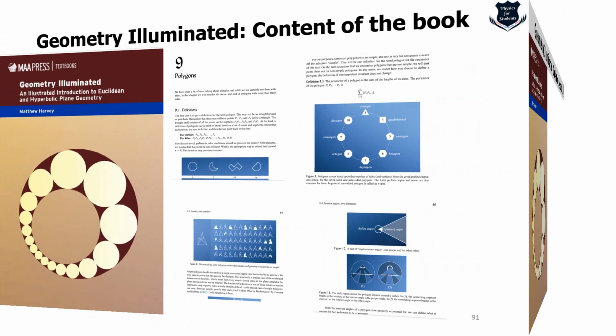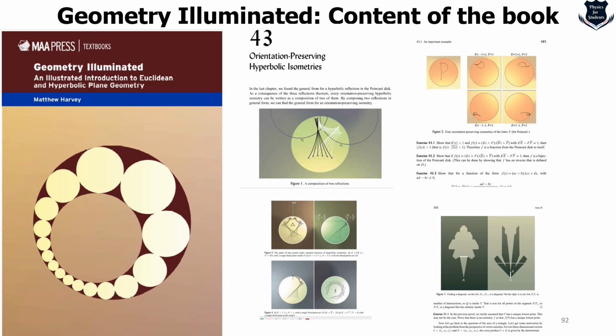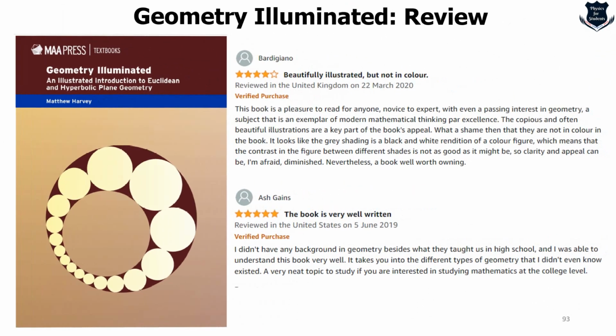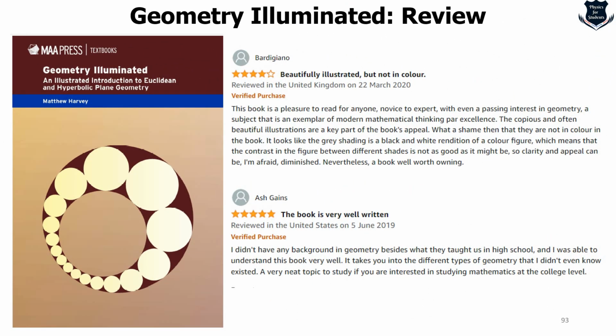This is chapter 9, which starts with polygons, and then it goes into orientation of hyperbolic isometries, with clear colored pictures and illustrations, which make things clearer. Here you can see that it says it is not in color. But mind you, when I read through the book, I got a colored version. This book is a pleasure for anyone to read. The book is very well written, and one reviewer says he did not have any background in geometry, but still he understood the book.